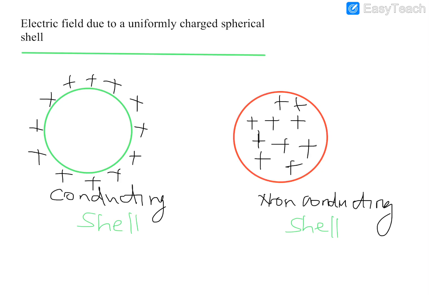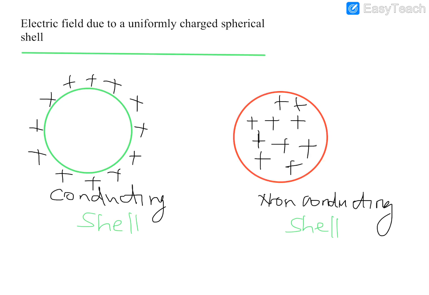In the case of a conducting shell, after charging, charges will move on to the surface, or whatever charge is there, it will definitely move on to the surface. There won't be any charge inside the conducting shell. All the charges will be only on the surface.